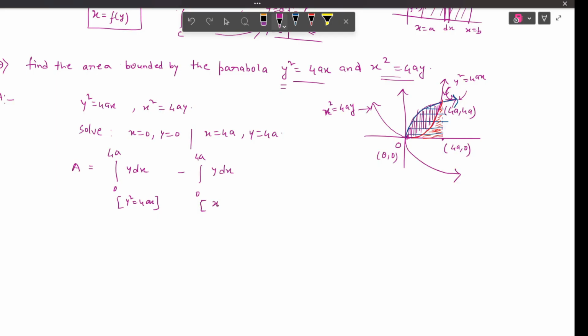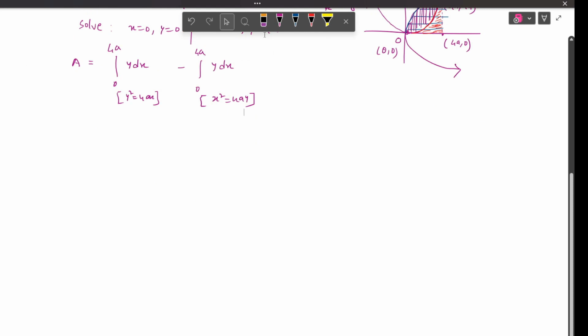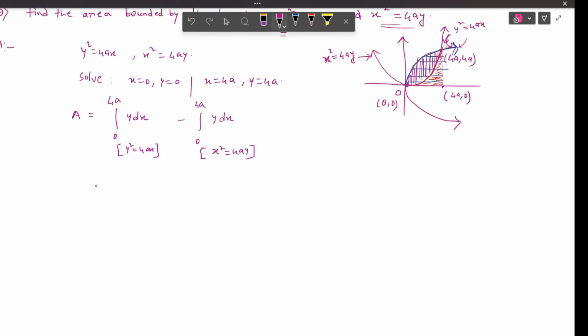Here we have to use the x square equals to 4a y curve. So let us put, this is 0 to 4a and y is square root of 4ax, dx, minus, from here y is x square by 4a, so 1 by 4a is constant, keep it outside, 0 to 4a, x square dx.